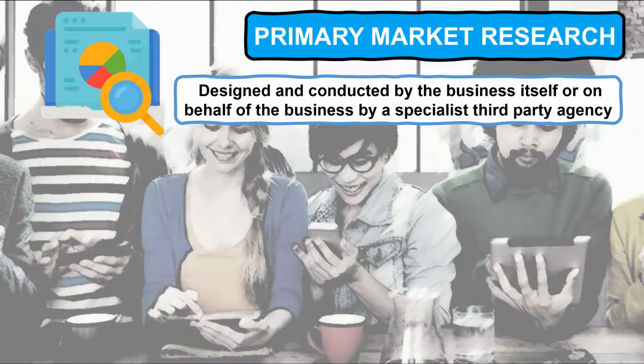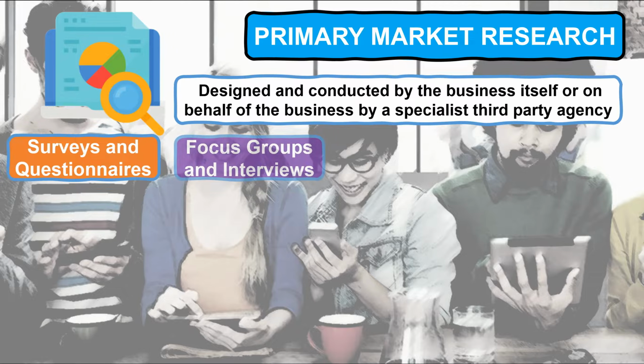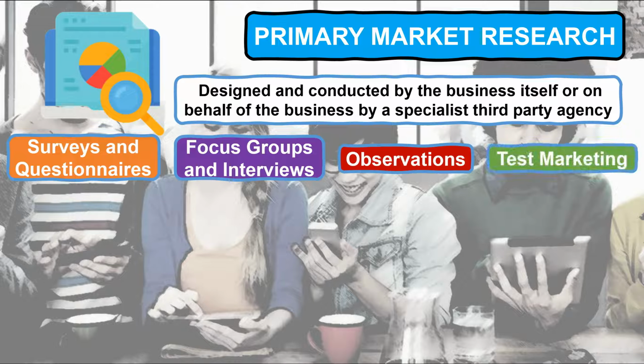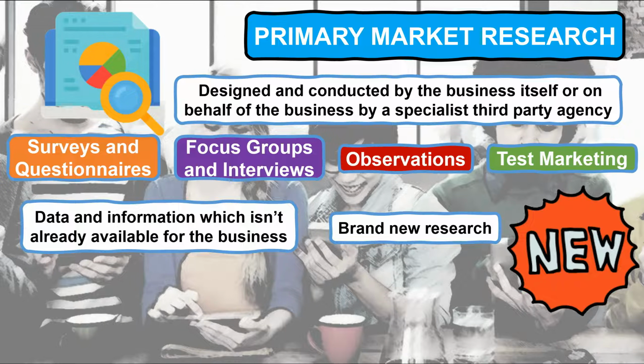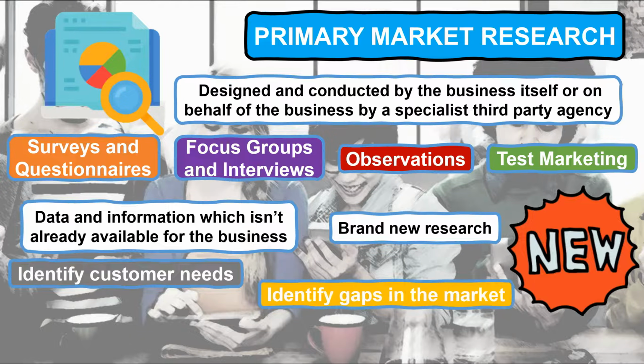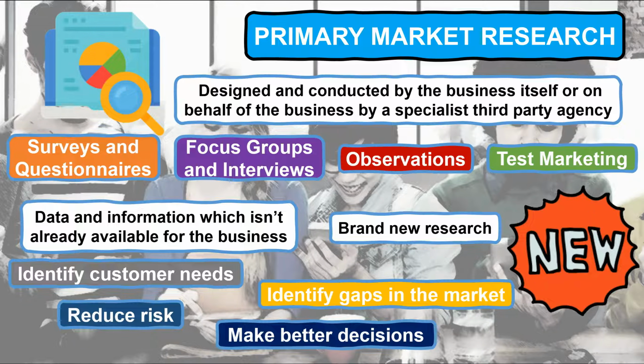The common primary market research methods usually target the business's customers or target market and include surveys and questionnaires, focus groups and interviews, observations, and test marketing. Essentially, primary market research is brand new research, which involves a collection of new data and information that isn't already available for the business and usually conducted for a number of purposes, which include identifying customer needs, identifying gaps in the market, reducing risk, and ultimately to help the business to make better decisions.